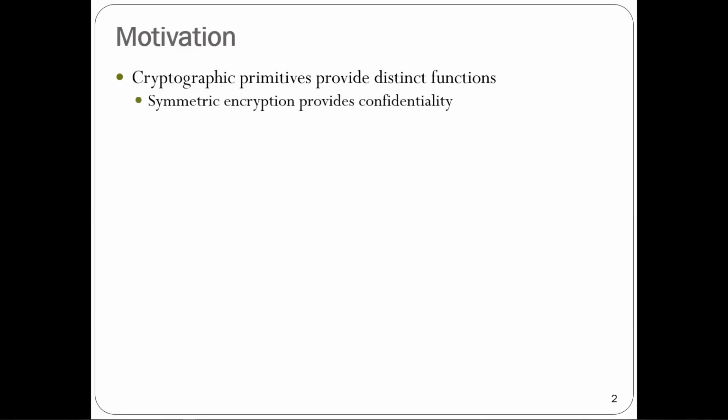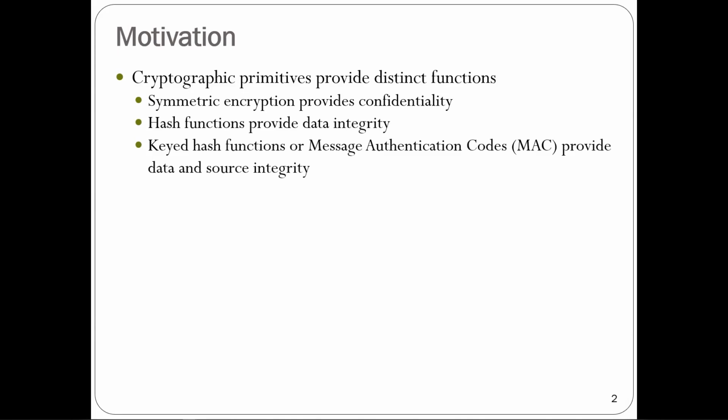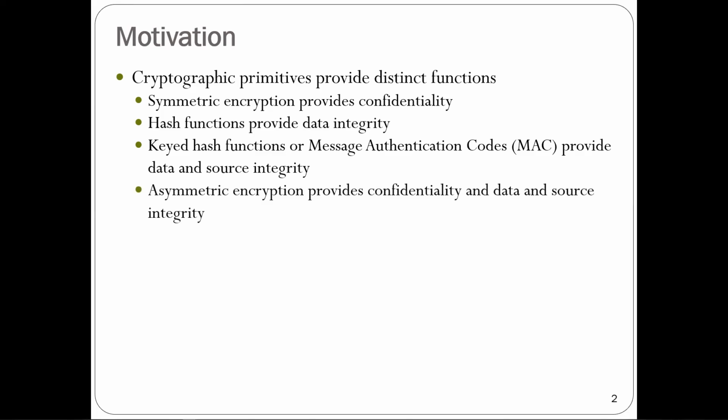So symmetric encryption provides confidentiality. Hash functions allow you to provide data integrity. Keyed hash functions, message authentication codes, message integrity codes, those provide both data integrity and source integrity, because there's a secret that is shared that allows the receiver to say, oh, I know who sent that particular piece of data to me. And then we looked at asymmetric encryption, public key cryptography, and that can also be used for confidentiality as well as data and source integrity.